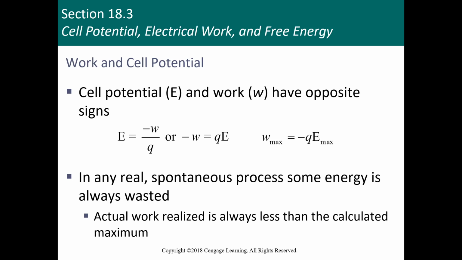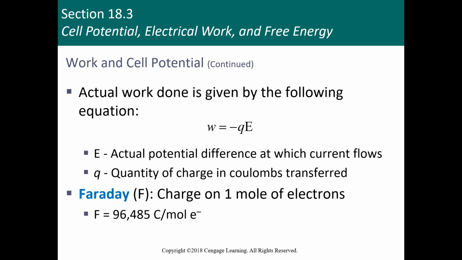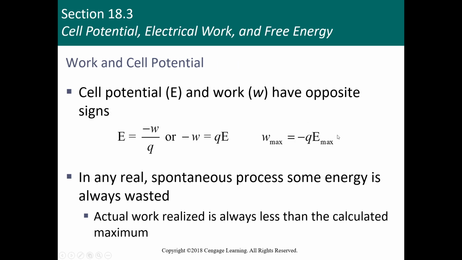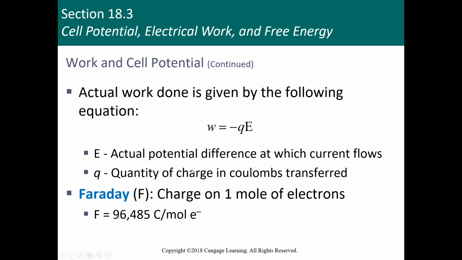In any real spontaneous process, some energy is always wasted though. So you never actually get a full usage out of this. You're always going to get some of it wasted. So actual work realized is always going to be less than what you calculate here, this calculated maximum. The actual work done is given by this following equation here. So E is the actual potential difference at which current flows, not this E max, right? And Q is the quantity of charge in coulombs transferred.